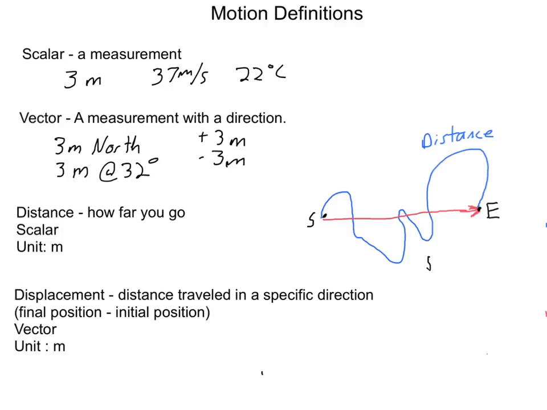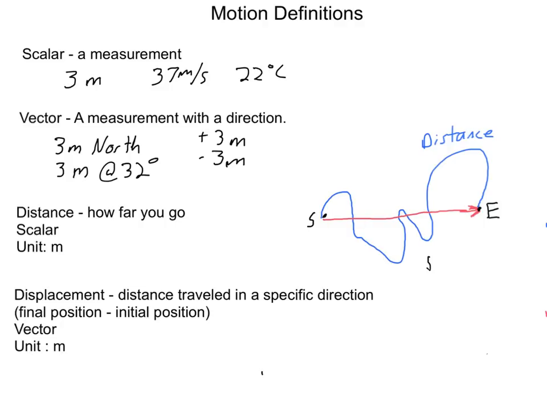Some measurements have no choice. They are only magnitudes, like temperature. Distance. Distance is how far you go. Each step counts. It is a scalar. Base unit for distance is meters. On the other hand, its vector counterpart, if you will, is displacement. That's the distance traveled in a specific direction, specifically from the start to the end. To figure out what your displacement is, you subtract your initial position from your final position, and you get your displacement. It has a definite direction from start to end. It's a vector. It has a base unit of meters.